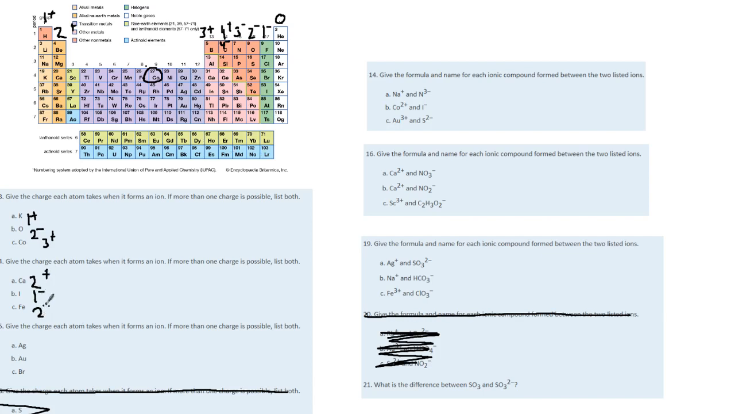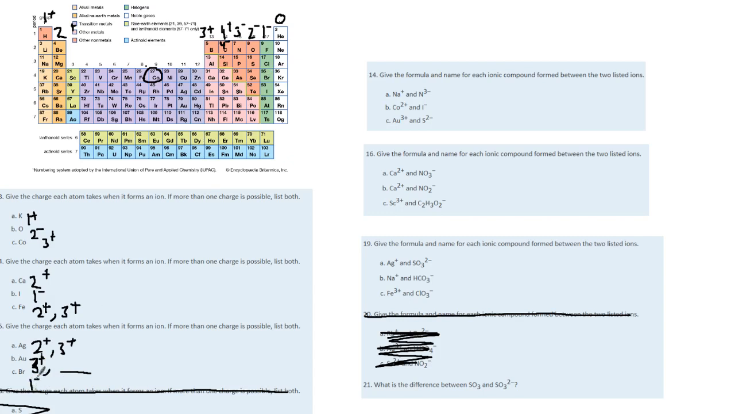Iron is a 2 plus or a 3 plus. Gold, no, silver is, I think, a 2 plus or 3 plus. Gold is a 3 plus or I actually don't know, it's a 3 plus or something. Bromine is a 1 minus.